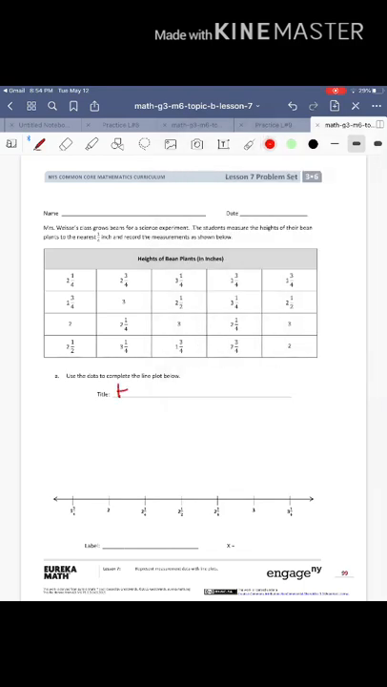So we're going to write heights of bean plants. Okay, that's the name of my line plot. And now, this is not hard. You just have to be careful with the things that you already put on the line plot. Let me show you what I mean.